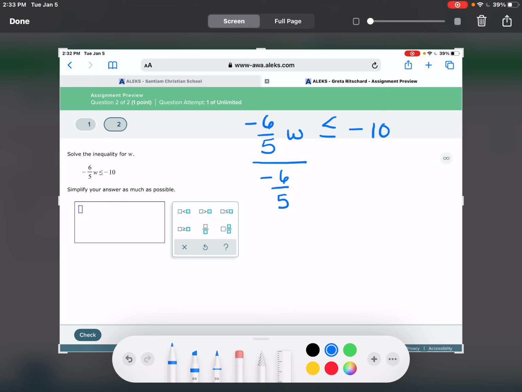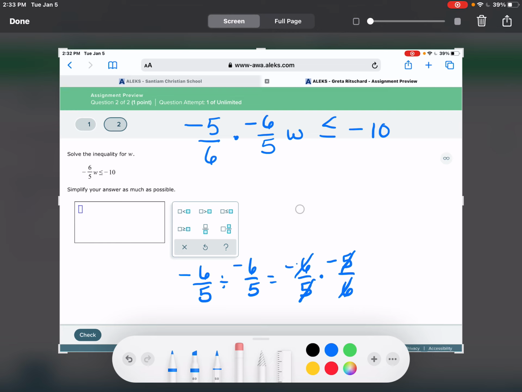But when we divide by a fraction, we actually multiply by the reciprocal, right? Remember? So if I actually was doing negative 6/5 divided by negative 6/5, that would be negative 6/5 times negative 5/6. And then my 5's would cancel, my 6's would cancel, and negative times negative is positive. So this is all well and good, and these are going to cancel and make a 1. But I need to do the same thing on the other side. Multiply by negative 5/6, which is, remember, the same thing as dividing by negative 6/5.